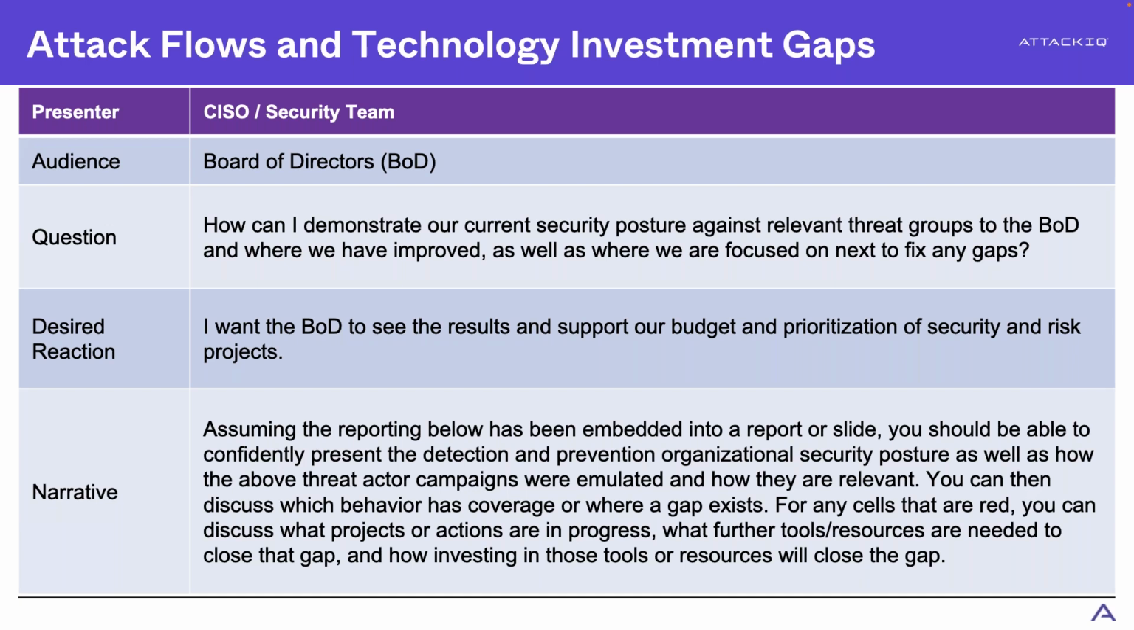So these are people that are not going to be really that directly hands-on technical, but they are people that are going to drive direction and drive decisions for your organization. The question is, how can you demonstrate your security posture against relevant threat groups that the board of directors would know about, and show them where we've improved, as well as where you can put some focus on to fix any gaps. The desired reaction is that you want the board to be able to see those results and support your budget, support your prioritization of security and risk projects.